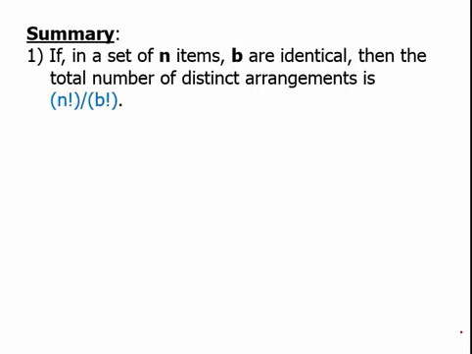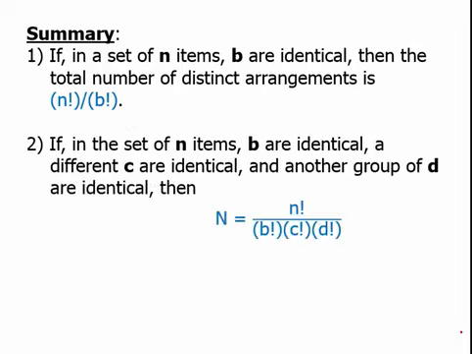If in a set of n items b are identical, then the total number of distinct arrangements is n factorial divided by b factorial. If in the set of n items b are identical, a different set c are identical, and a different set d are identical, then we divide n factorial by all those individual subset factorials.